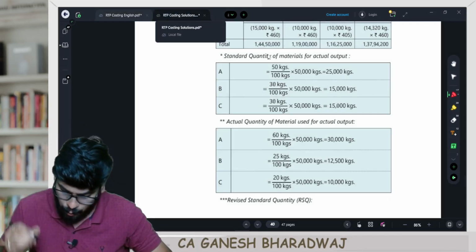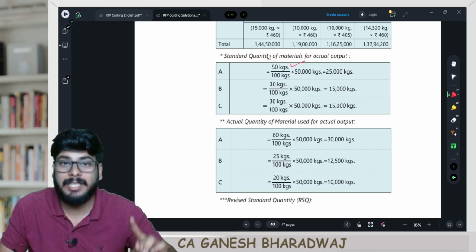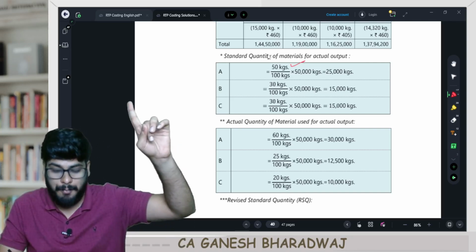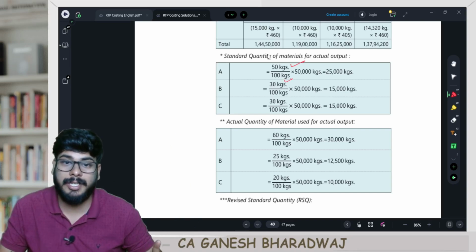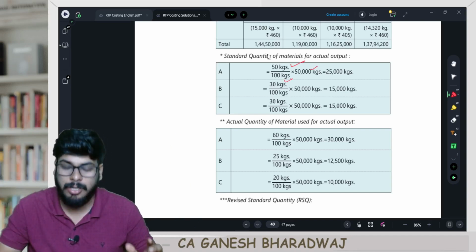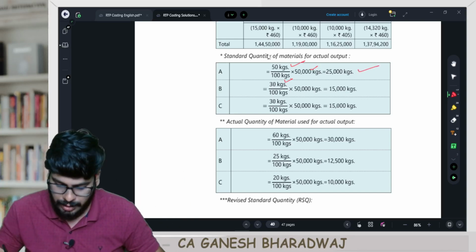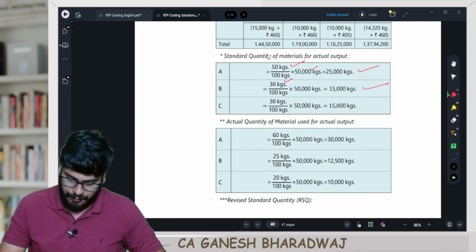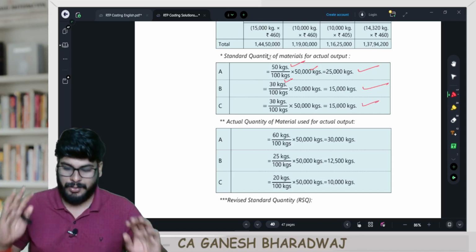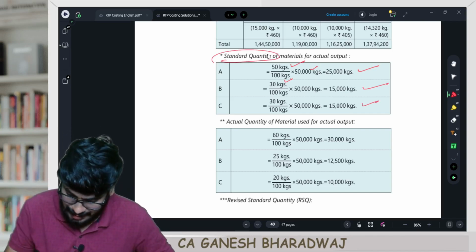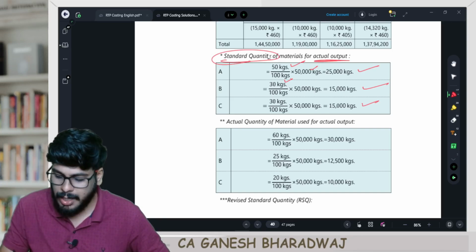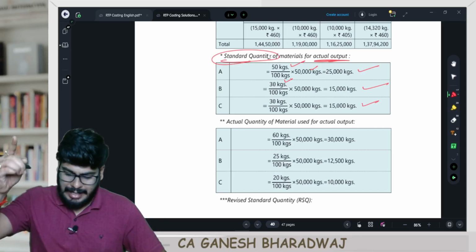This is exactly what they have computed. 50 kgs is the standard kgs of input of A for an output of 100 kgs. For an actual output of 50,000, what is the total kgs of A that you should have inputted? So 25,000 kgs of A, 15,000 kgs of B and 15,000 kgs of C. Are you clear with this? This is the standard quantity of material for the actual output. Are you clear with this?